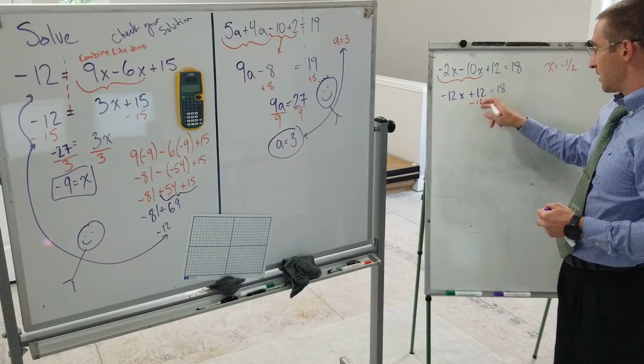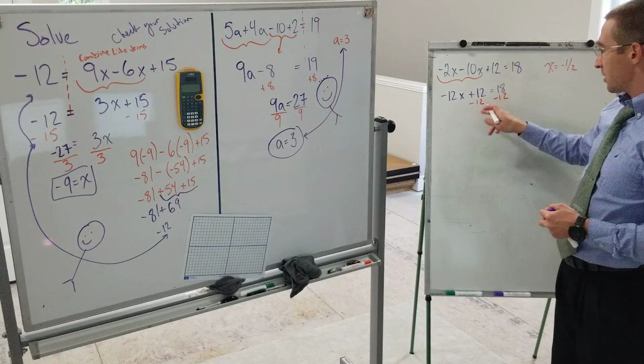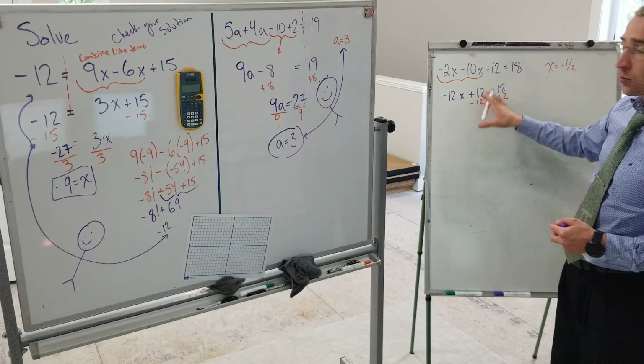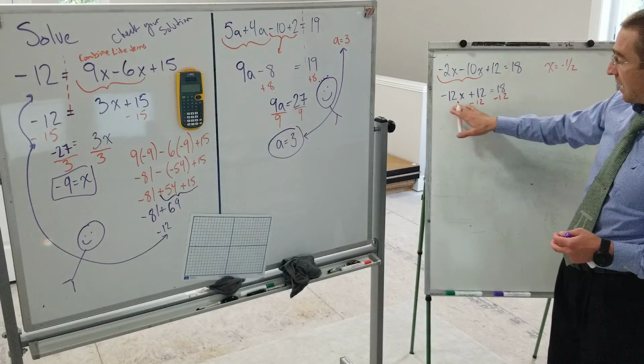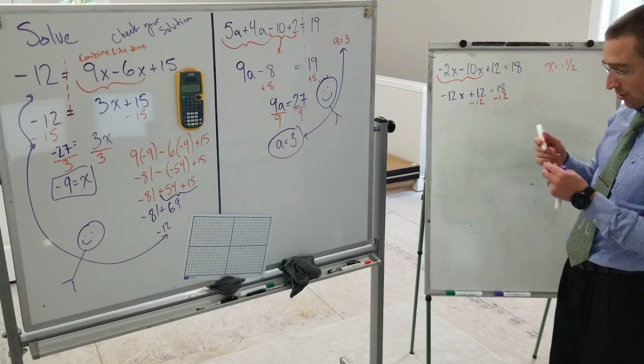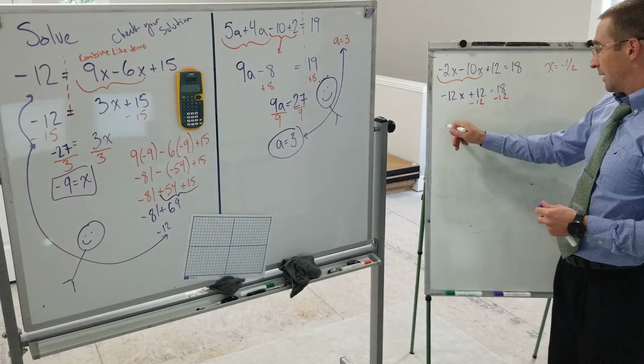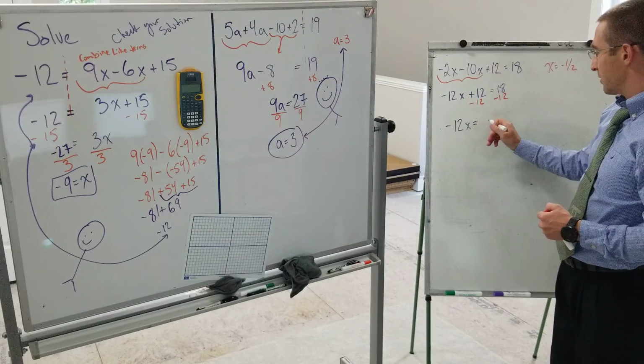So subtract this 12 on each side, and we're subtracting this 12 because that's the 12 that is not being multiplied by the x. Right? We're going to keep this negative 12x here because that's a multiplication that's happening there. So we got negative 12x equals 6.